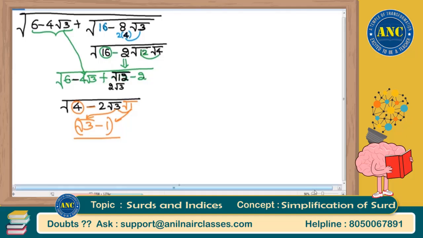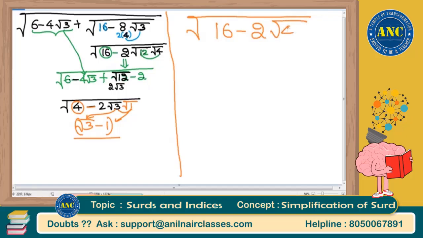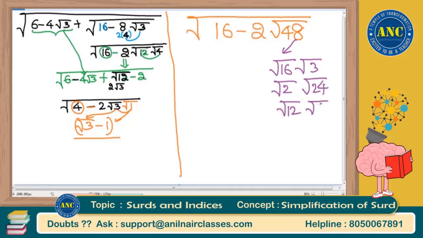Right? Now see here. I don't know whether you are following my class from starting or you are just coming right now. Sir, I am just explaining you this term once again. 16 minus root 2 into root 48 I have. Now I should express this 48 in multiple methods. 48 can be written as 16 into 3. 48 can be written as root 2 into root 24. 48 can be written as root 12 into root 4.